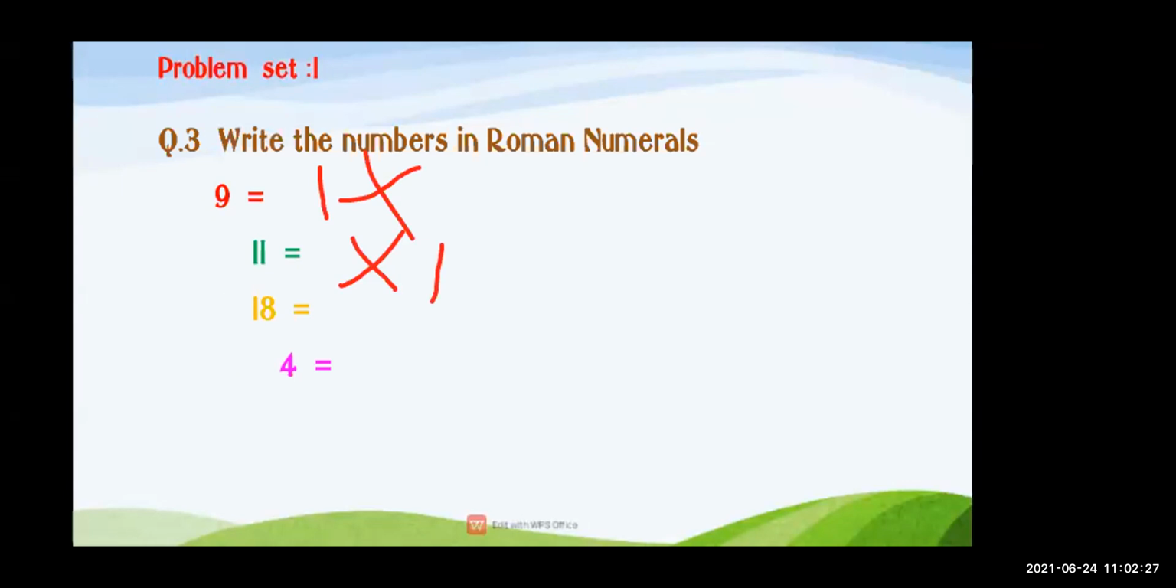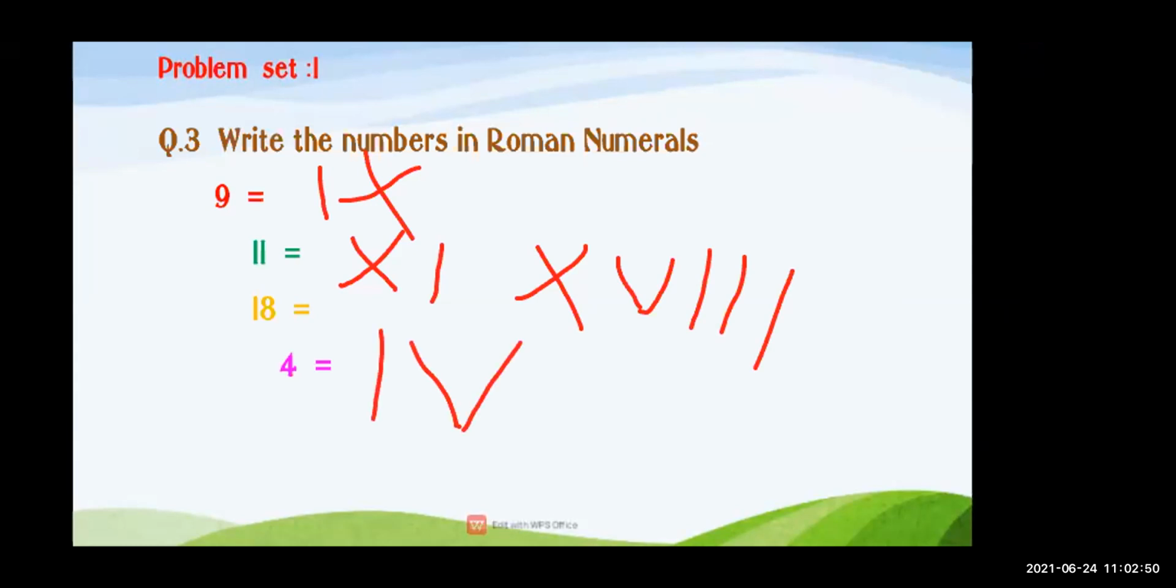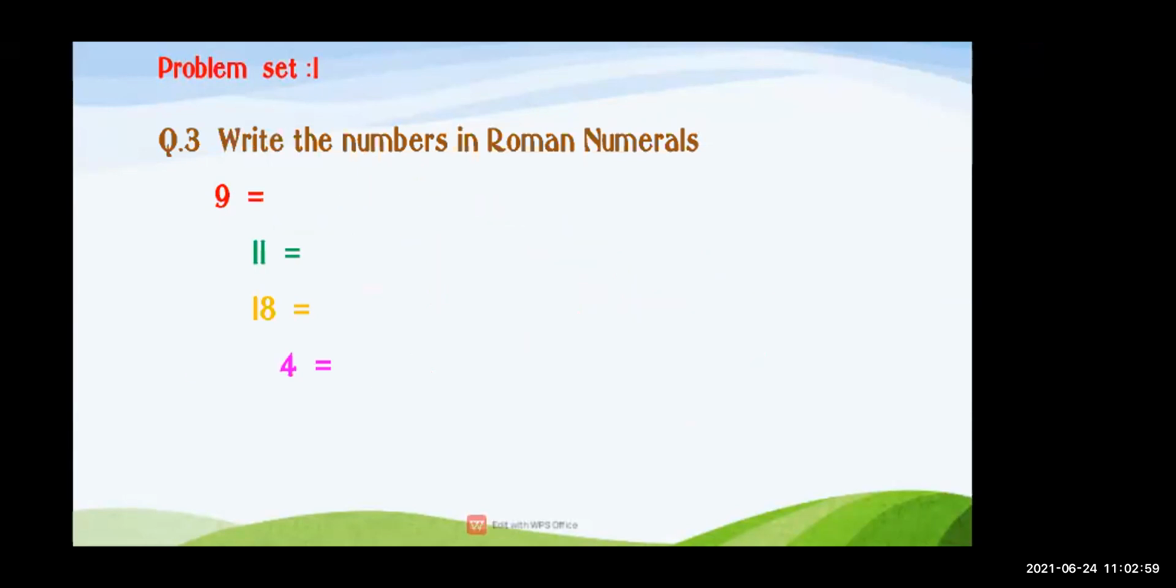Very good, Sakshi. 18 means 10, 5, 15, 16, 17 and 18. Very nice. And the last 4. Very good. You were in the 4th class. Now you came in the 5th class. So what is the symbol when you are writing 4? That is I and V. Very good. That is I and V. So till here, I hope you people have done. Now we will move to the next question.